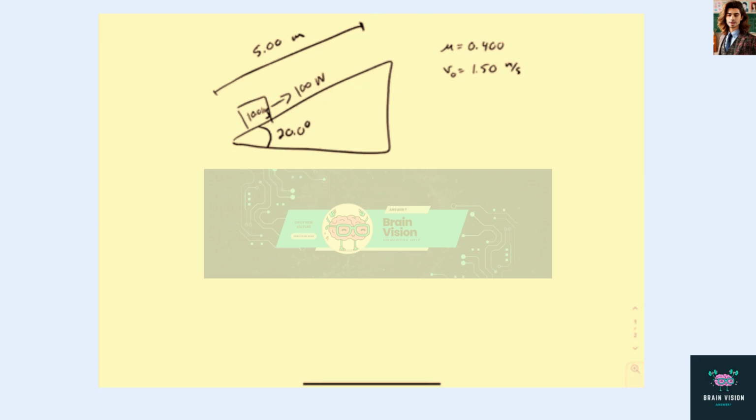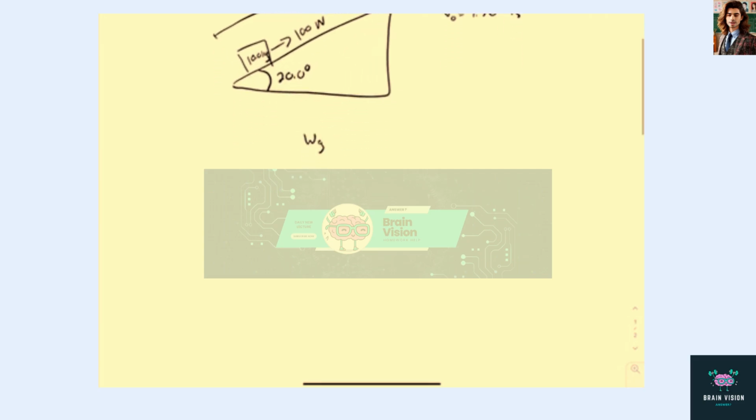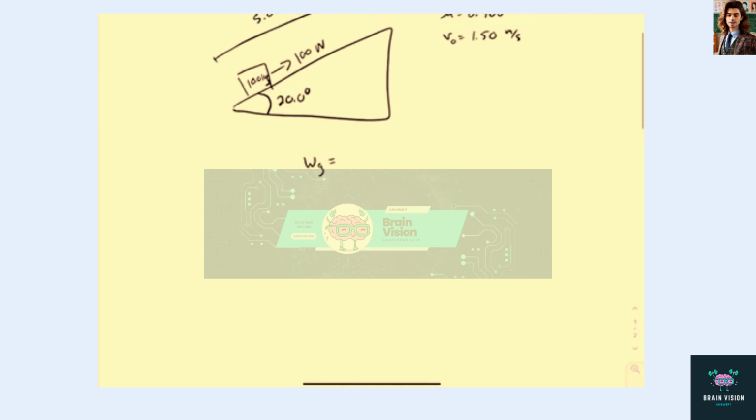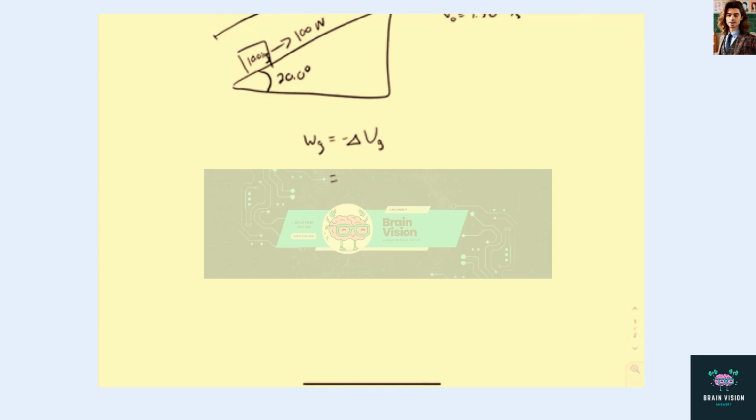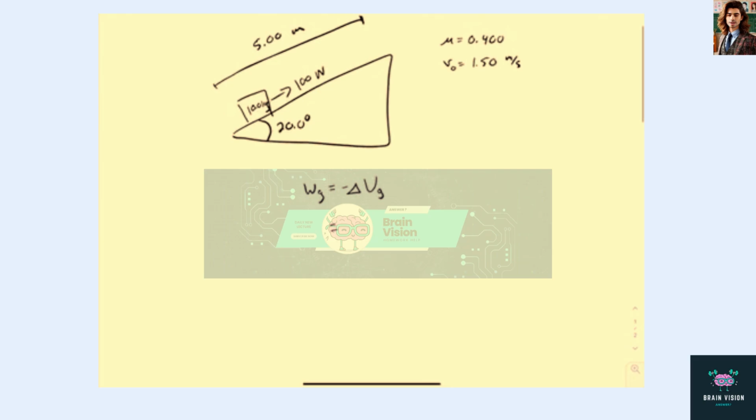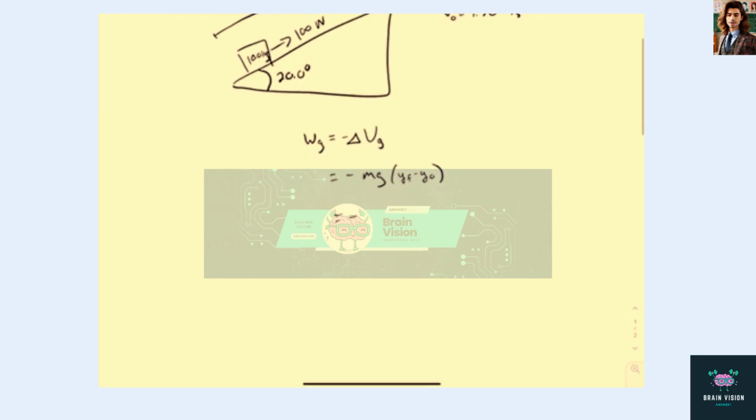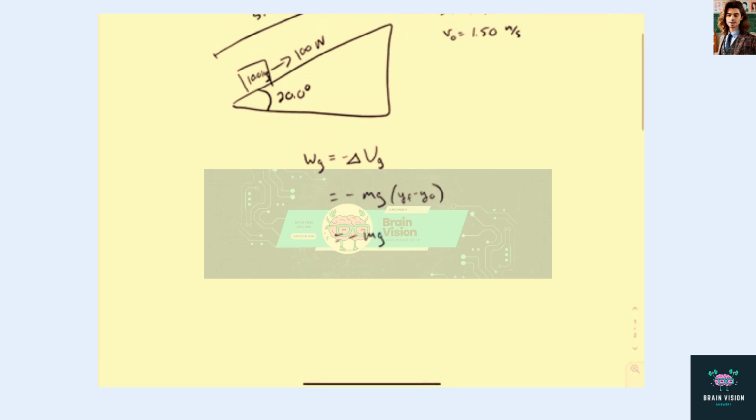Now first we want to find the work done by gravity. There are a couple ways to do this. I'm going to say that it's going to be the negative change in gravitational potential. That way I can just deal with the potential and I don't have to worry about any forces or distance or anything like that. So this is going to be minus mg times delta y, so y final minus y initial, and y initial is 0, so this is just y final.